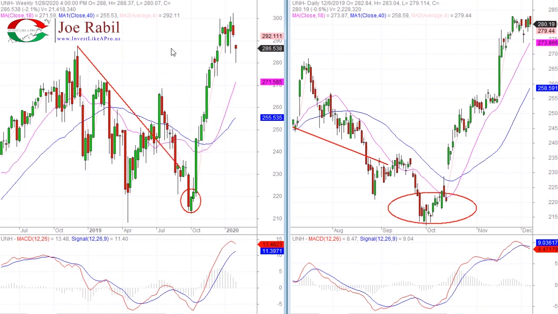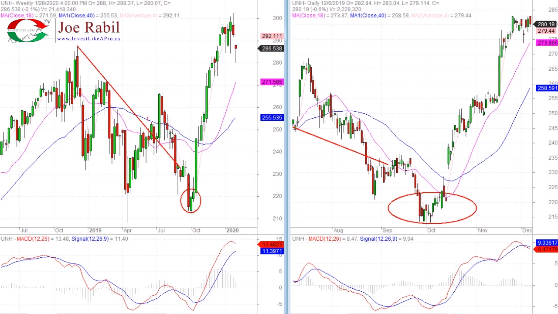And in my book, Invest Like a Pro, I talk about a 1, 2, 3 change in trend. The first aspect of changing the trend is number 1 here, breaking the downtrend line. So I have a downtrend in place and I've broken the downtrend. Number 2 is testing the low.